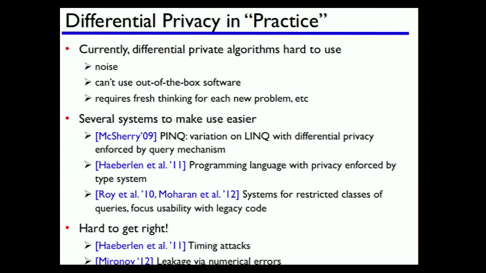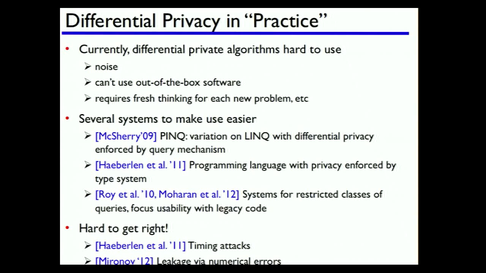who developed systems for various restricted classes of queries, where their focus was really on the usability of legacy code. Those systems are actually remarkably usable, but it's still very far from something you can just hand to the statisticians at the census and say, okay, you don't have to think anymore, go use it, right? I don't have it on the slide, but there's a product in use at the census that uses differential privacy that was called OnTheMap.